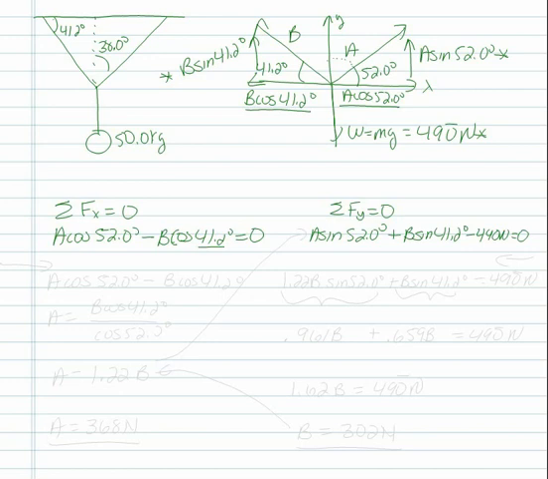In this case, both of the equations have two unknowns. So we have to decide which one to work with first. When we do work with one of them, we're not going to get a numerical answer to substitute in the other one. We're going to get an expression. The easiest one to work with is X because there are two unknowns but only two terms. Y has two unknowns and three terms. So I'm going to solve the X equation for A. A cosine of 52 equals B times the cosine of 41.2. A is B cos 41.2 over the cosine of 52.